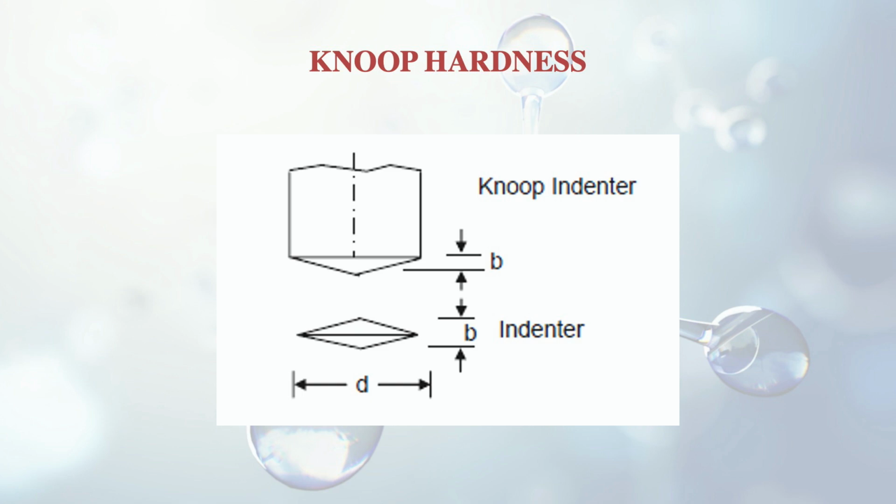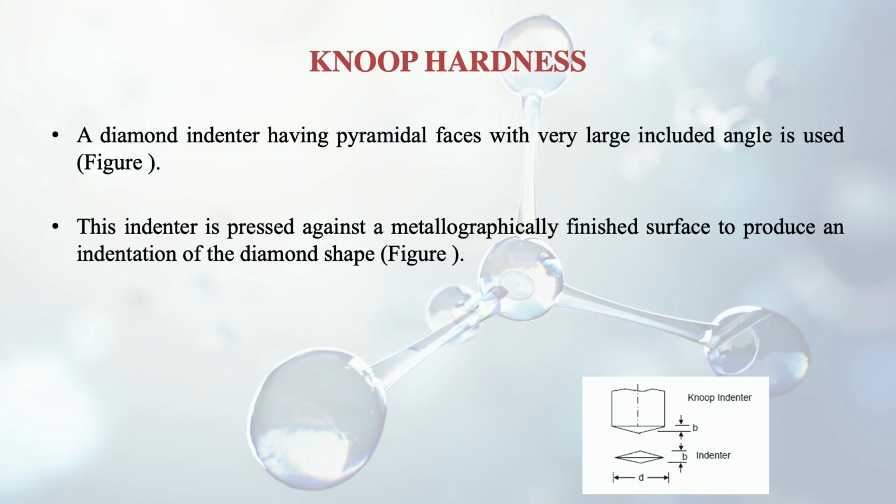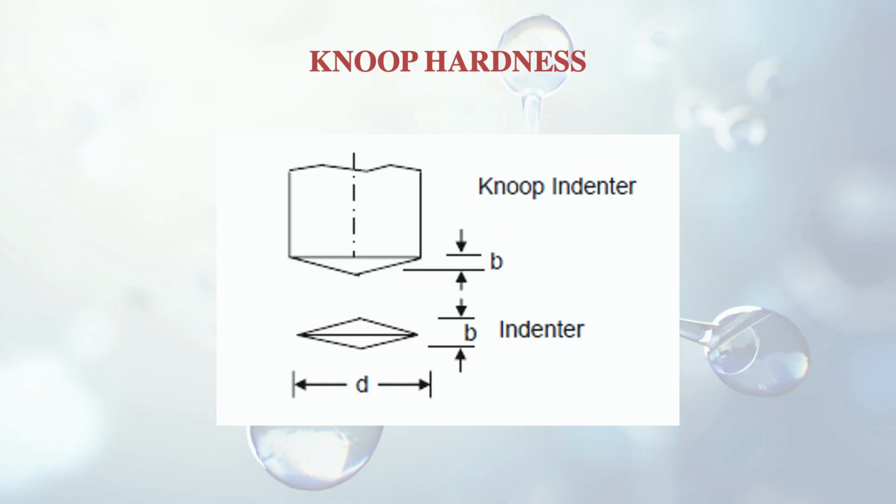The figure is also given here. Again, diamond shape you can see. A diamond indenter having pyramidal faces with very large included angle is used. So angle included is very large, but the indenter itself is small. The indenter is pressed against a metallographically finished surface, so finish also should be very good, to produce an indentation of the diamond shape. Again, the diamond shape is here also.